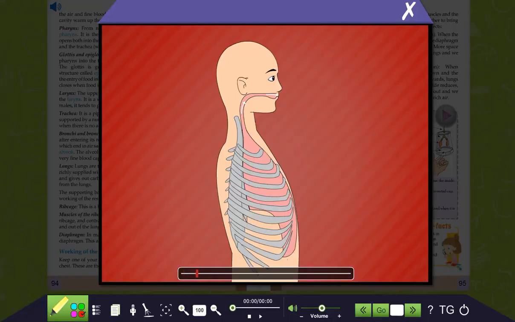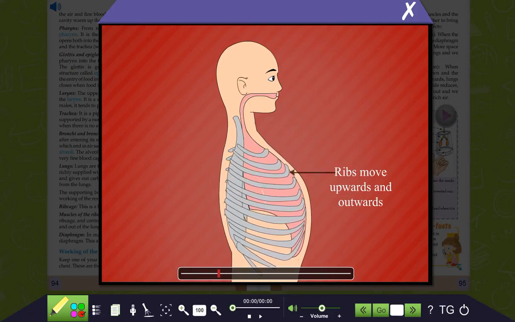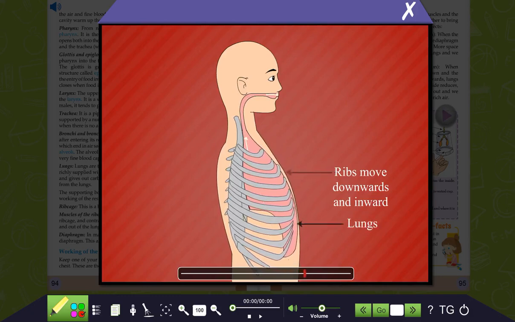Inhalation, inspiration. When the ribcage moves up and the diaphragm relaxes, lungs expand. More space is created inside the lungs and we inhale oxygen-rich air. Exhalation, expiration. When the ribcage moves down and the diaphragm moves upwards, lungs contract. The space inside reduces, forcing the air to rush out, and we exhale carbon dioxide-rich air.